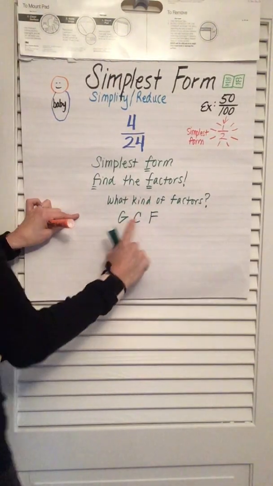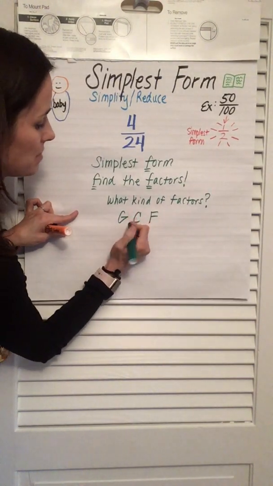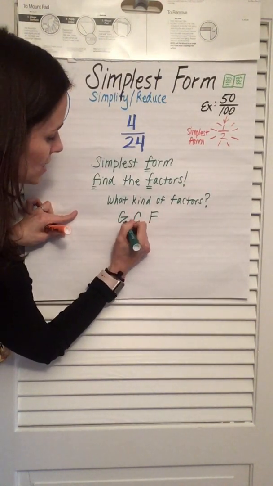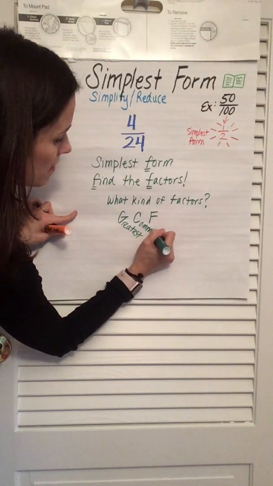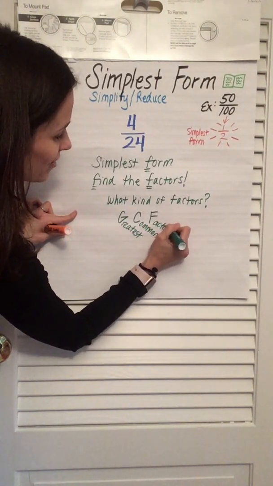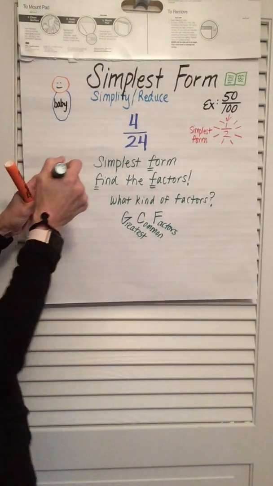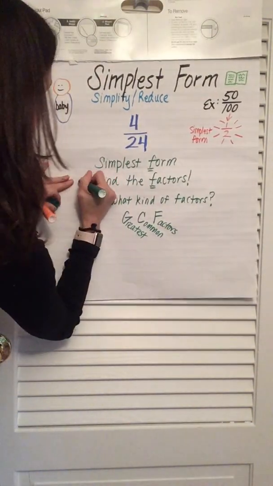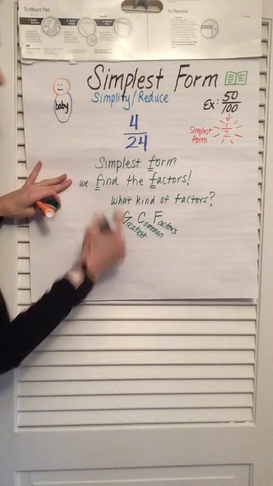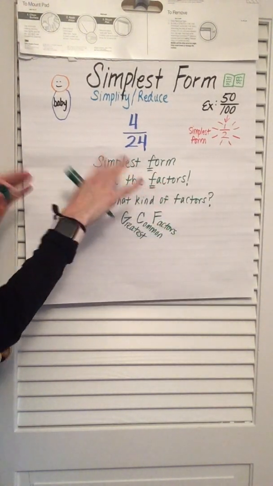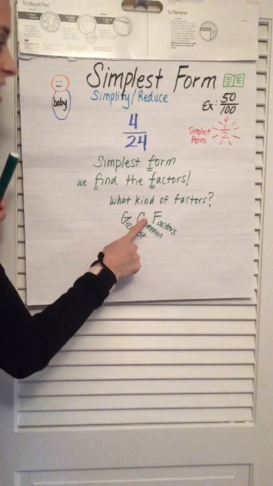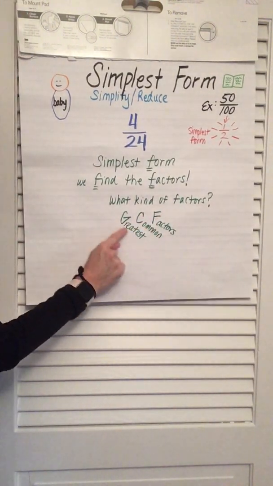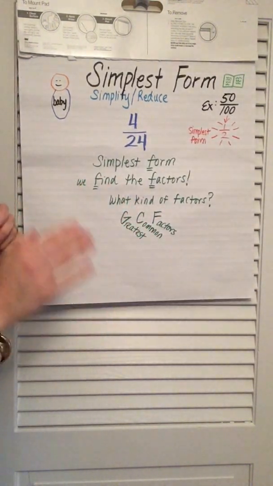Okay, so this GCF, you'll hear that in math sometimes. What that stands for is greatest common factors. Okay, so one more time. Simplest form, we find the factors. What kind of factors? Greatest common factors. So the greatest factors they both have.